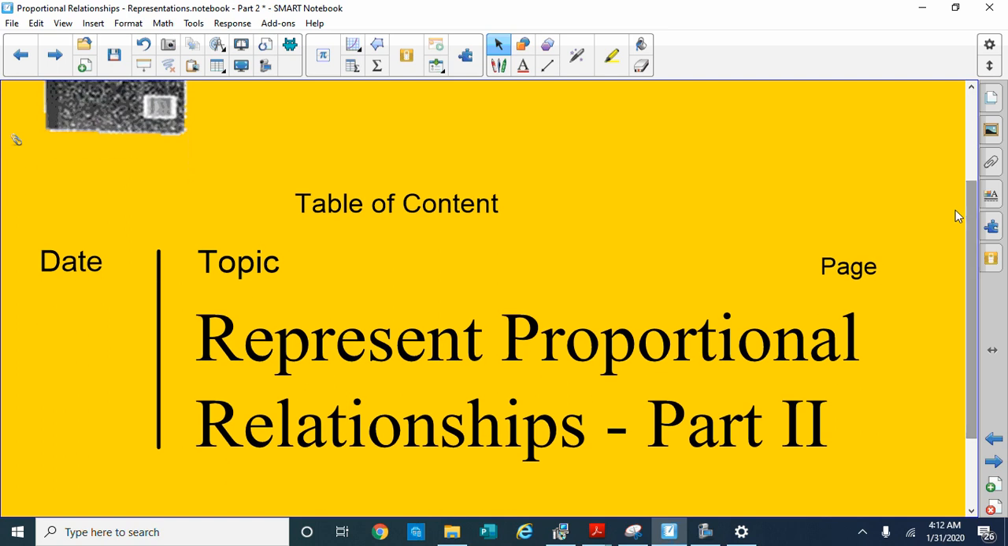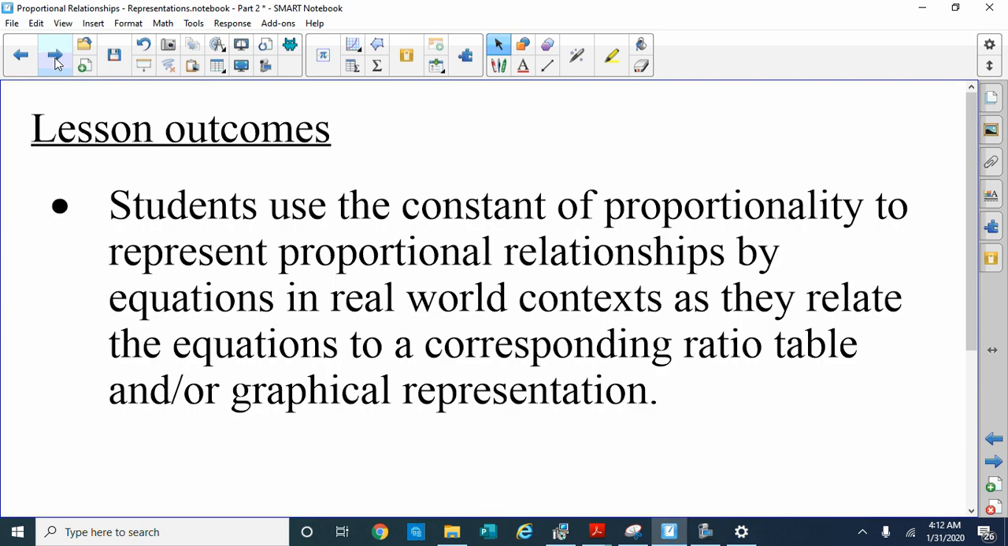This time we are working on part 2 of the representation of proportional relationships. I felt I should revisit this topic and get a little bit more to the point. So, our lesson outcomes: we hope you learn to use the constant of proportionality to represent proportional relationships by equations in real world contexts, as it relates the equations and the corresponding ratio table and/or graphical representations.